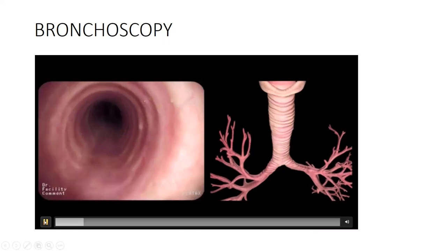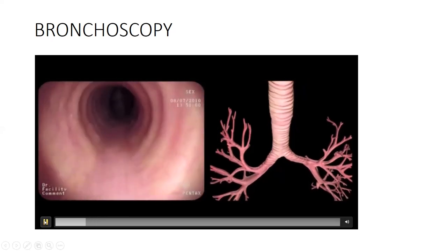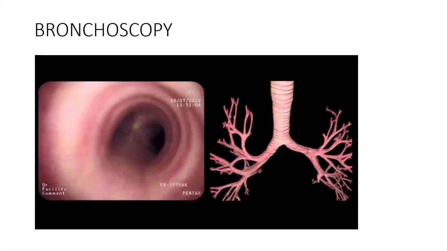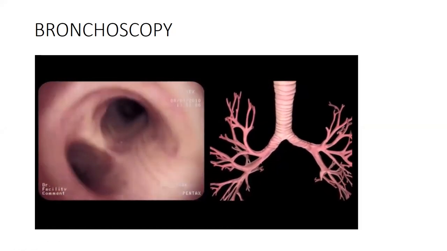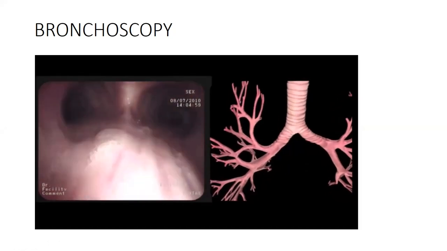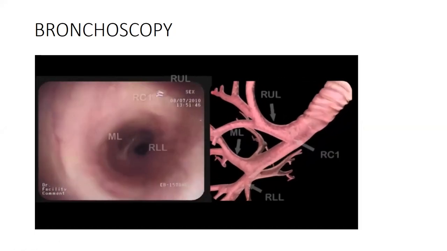Rest of the segmental anatomy is beautifully shown in this video. Continue. Eventually, we reach the main carina, where the left and right main bronchi originate. We then rotate the bronchoscope 90 degrees clockwise and enter the right main bronchus.